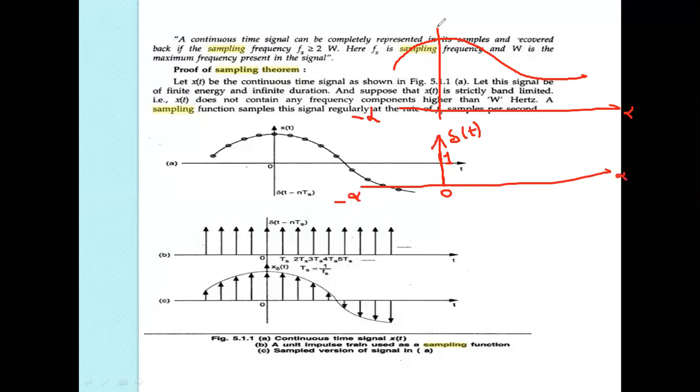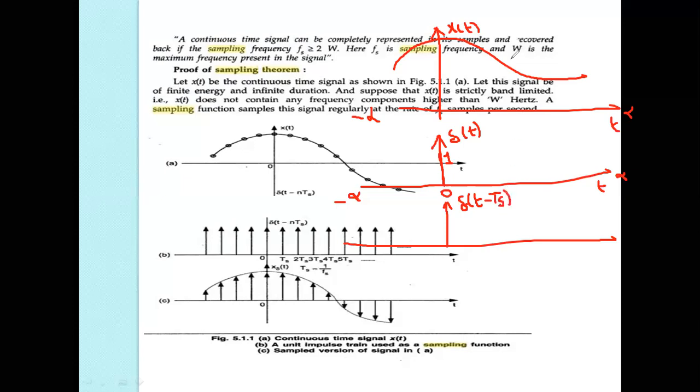Okay, my dear students. A given signal is x of t, a continuous-time signal. X of t varies with respect to t here, and here also. If I take a second signal, delta of t minus ts.